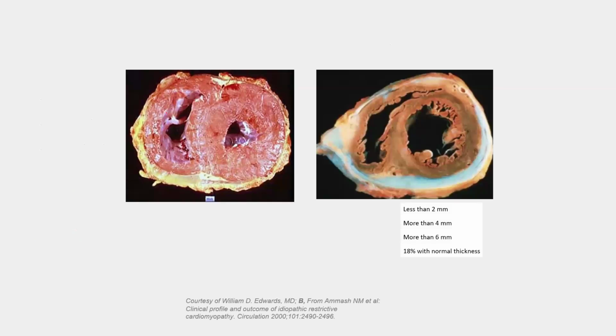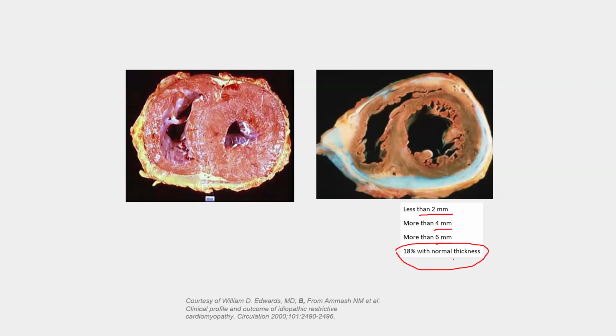And here, look, this is pericardial thickening and calcification, and this is pericardial fibrosis. Okay, pericardial fibrosis. Usually if the thickness is less than 2 millimeters, it is unlikely to have constriction. If it is 4, it is possible to have constriction. If it is more than 6 millimeters, there is high specificity for constriction. But I want to remind you about this one: 18% with normal thickness.